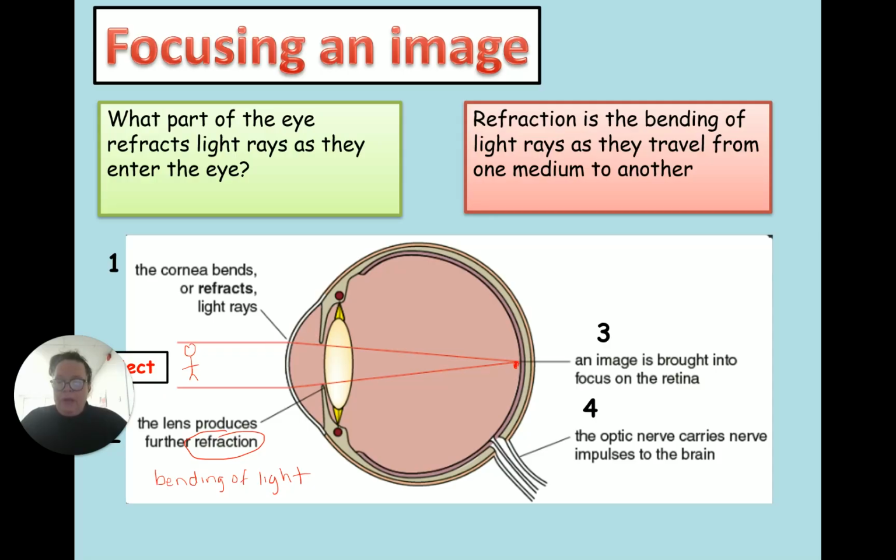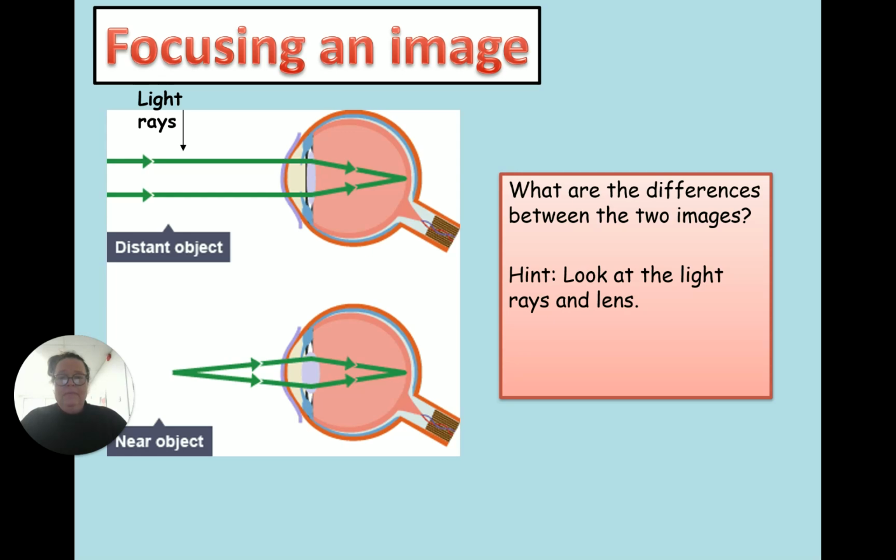But let's have a look at when we look at close objects and when we look at far away objects, because the lens will actually change shape. And when it changes shape, it does that so that we can focus still on the retina. So let's have a look.